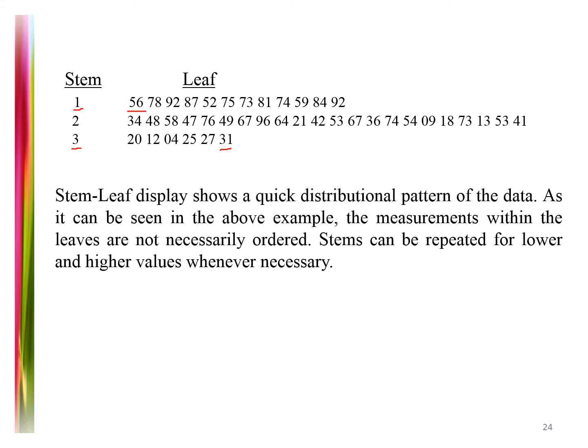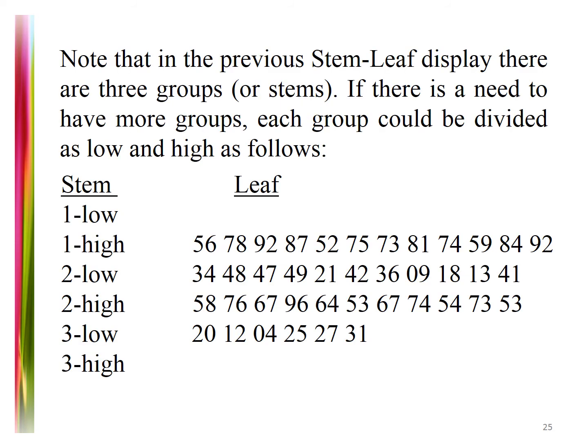The stem display shows a quick distributional pattern of the data, as can be seen in the above example. The measurements within the leaves are not necessarily ordered, but if you arrange them in increasing order, then this pattern is pretty nice. Stems can be repeated for lower and higher values whenever necessary. So this is also another way. We call this a double stem and leaf display.